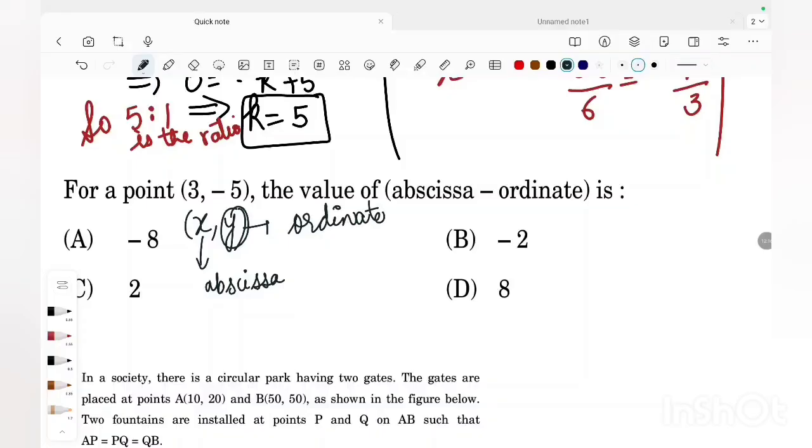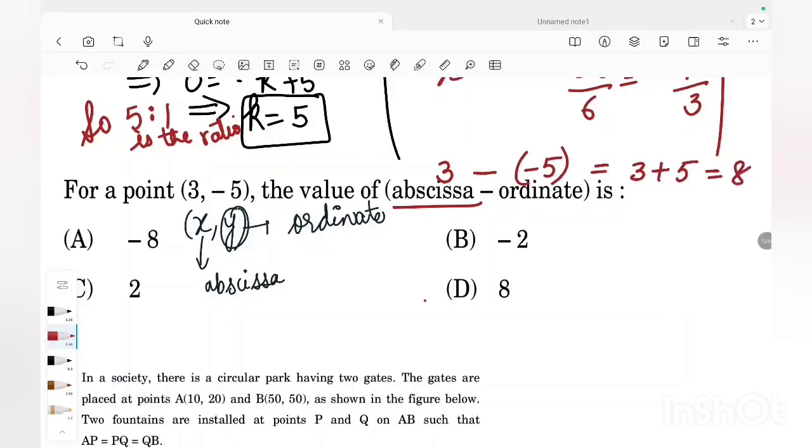Maybe in some schools they teach it in 8th standard too. Okay, abscissa is x coordinate and ordinate is y coordinate. Put the values over here. Abscissa is 3, ordinate is minus 5. So what will we get? 3 minus minus 5 is 3 plus 5, which is 8. 8 is our correct answer. Done.